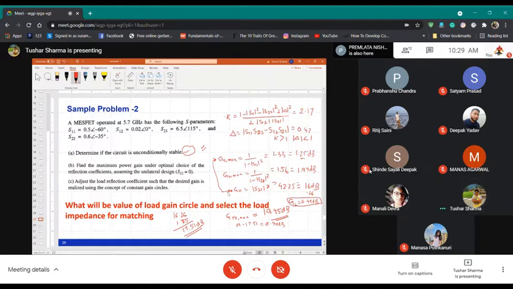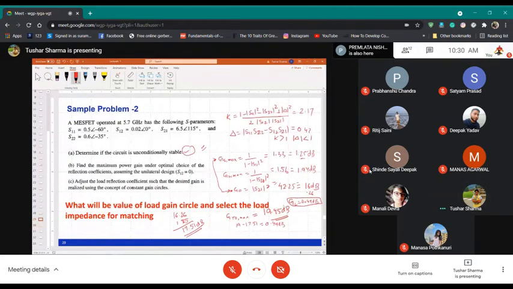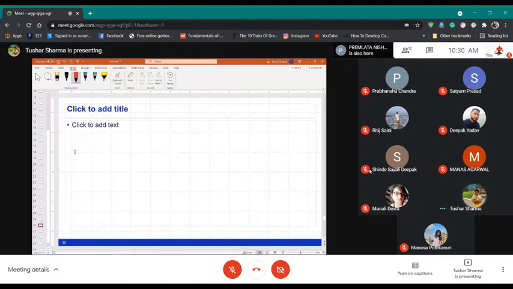Which means I have to plot a gamma L for this particular gain. Are you getting me? So for this particular gain, I will have to plot my GL circle. Okay, just one second. Actually, I could just write here in PowerPoint. It's much easier, I don't know why I was not using it before.